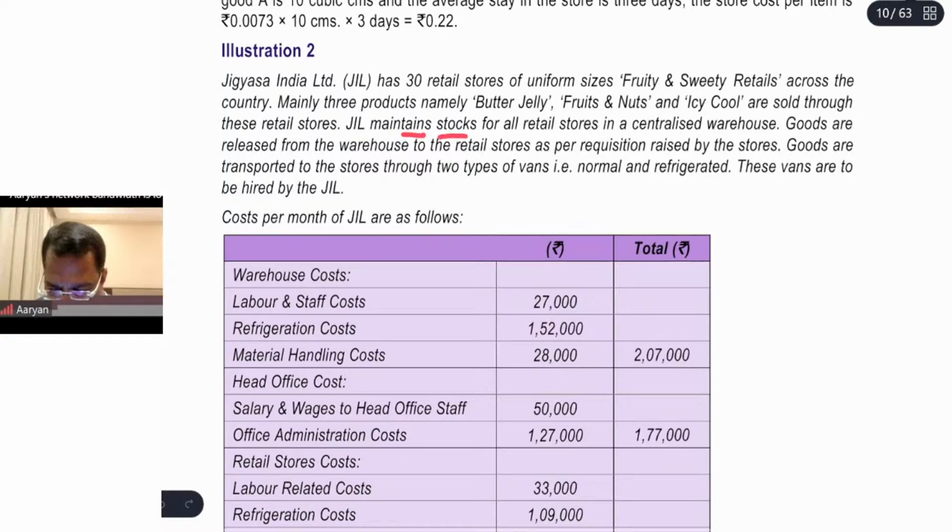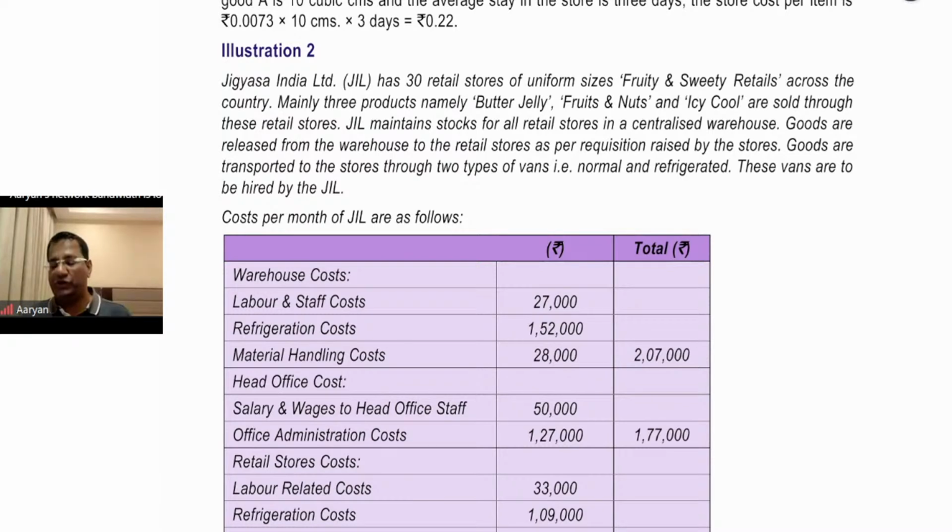Company maintains stock for all the retail stores in a centralized warehouse. The basic concept of all retail stores is the same, that the purchasing will be centralized and all the purchasing will be done and stored in a centralized warehouse. Goods are released from the warehouse to the retail stores as per the requisition raised by the stores. Whenever they require any kind of goods, they request the centralized warehouse. Goods are then transported to the stores through 2 types of van, normal and refrigerated. And these vans are to be hired by the company, that is by the JIL.